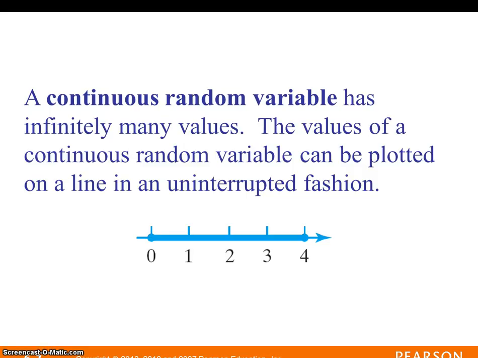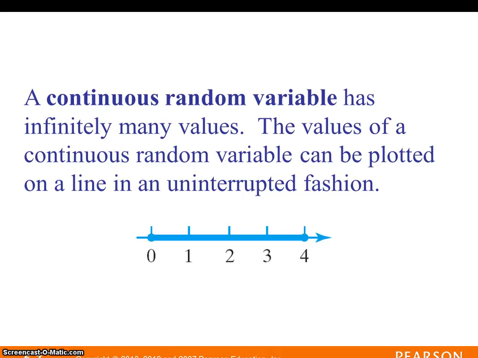A continuous random variable has infinitely many values, or essentially infinitely many values. The values of a continuous random variable can be plotted on a line in uninterrupted fashion. So you might be talking about something like the amount of snowfall in inches. Now I guess in a way that's sort of discrete, because I guess snowflakes come in discrete quantities, right? You can't have like 2.5 snowflakes, I guess. But snowfall is usually measured in inches, which is a continuous variable, right? You can have anywhere between 0 and, I don't know, 100 inches if you're from where I'm from.